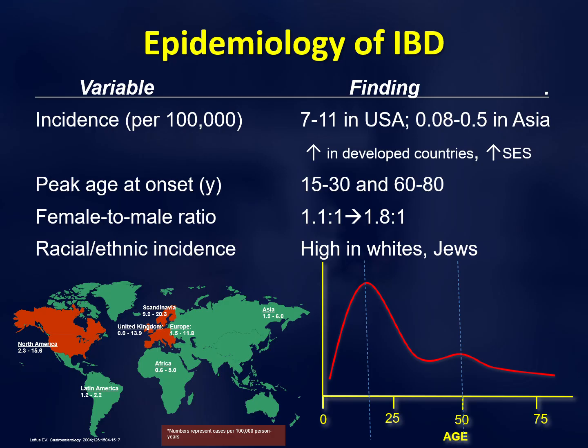What about the male to female ratio? As any other autoimmune disease, there is always a slight female preponderance when it comes to the prevalence, and IBD is no exception, with a female to male ratio going from 1.1 to 1.8 female to every male. There is also a racial and ethnic difference in the incidence. What you should keep in mind is that the incidence of IBD is always, across the globe, higher in whites and higher in Jews.